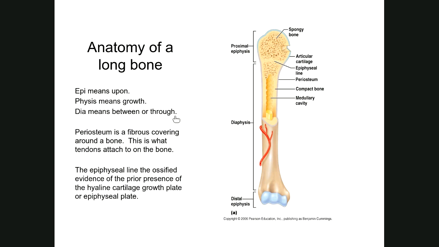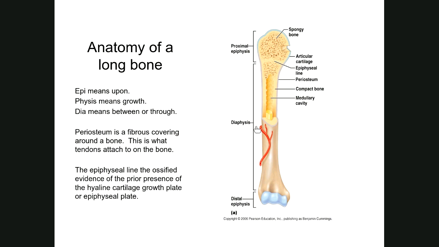So when we look at these words that you have blanks on, the first one is diaphysis. This is the shaft of a long bone. It says through growth or growth between. The shaft of a long bone is the diaphysis, and you can see it's bracketed here.